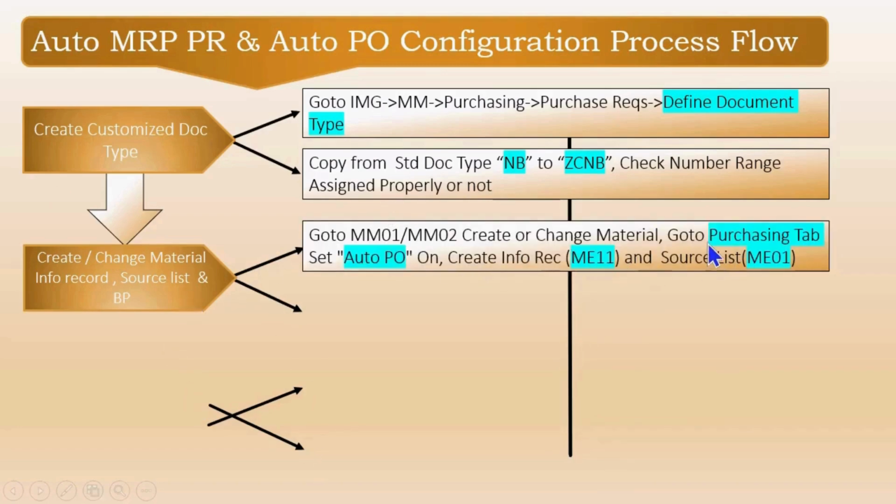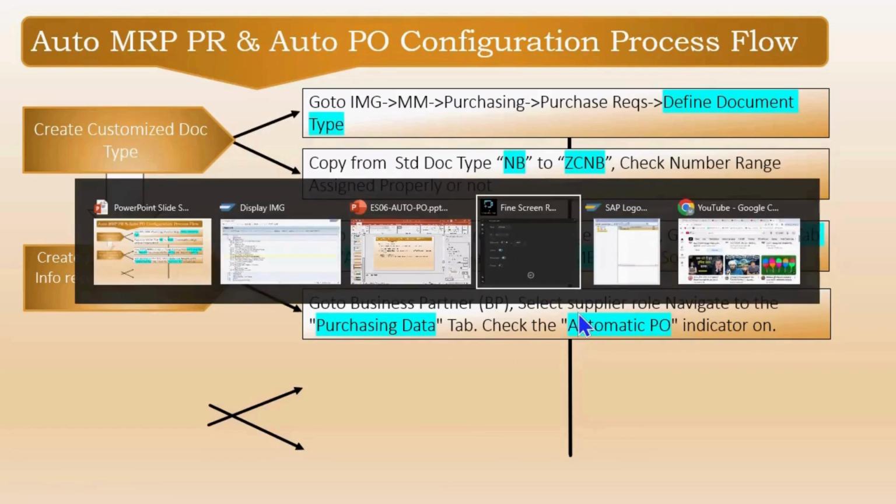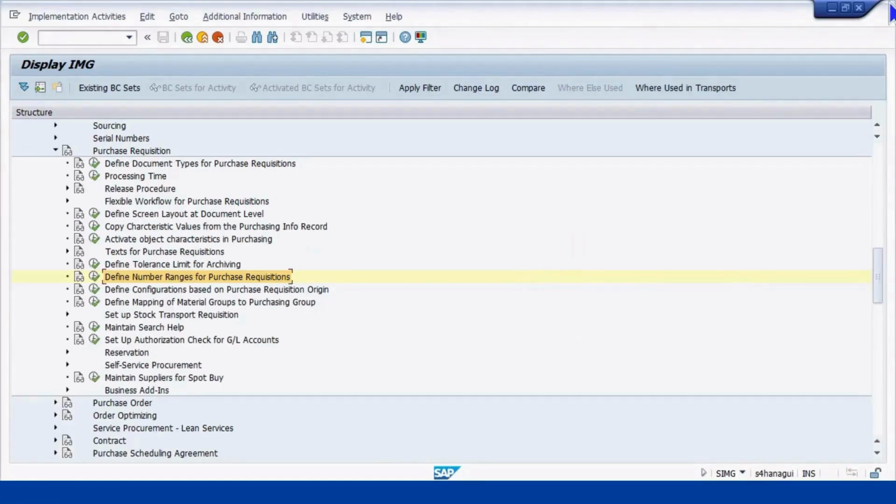Just go MM02, go to the purchasing tab and make auto PO. We'll create the info record, and then we'll go to the business partner. Then we'll do the configuration there. So this part we'll be doing now. Go back to the system. I already created the material because the video will be lengthy if I start doing all that. So already there is a material exists.